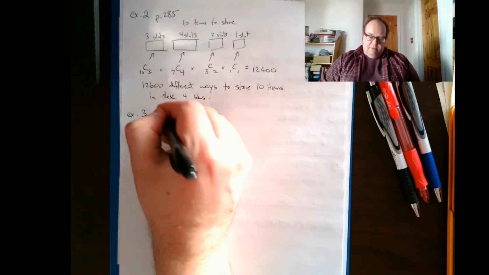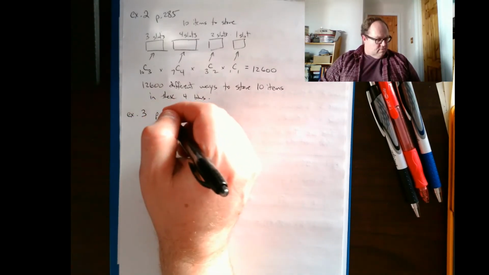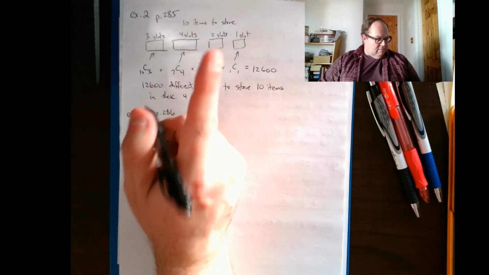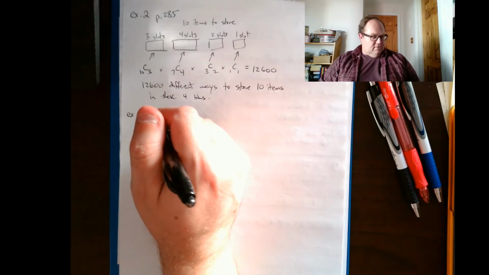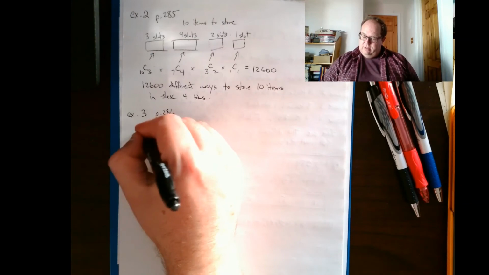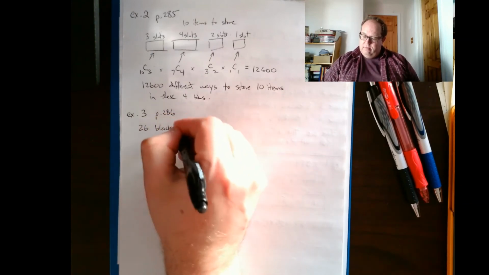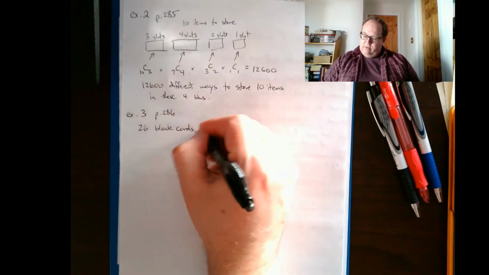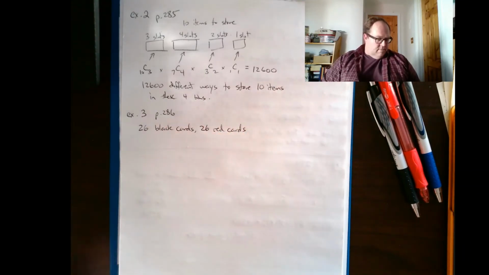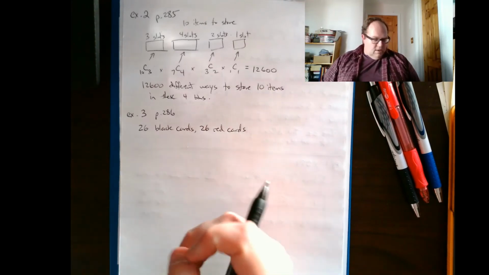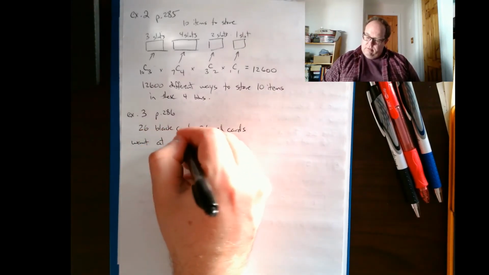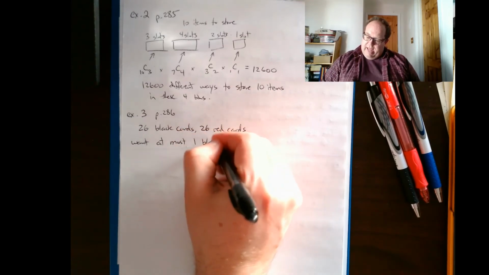Example 3 on page 286. How many different 5-card hands that contain at most 1 black card can be dealt to one person from a standard deck of playing cards? So we should note a standard deck of playing cards has 26 black cards, 26 red cards. We want at most 1 black playing card.